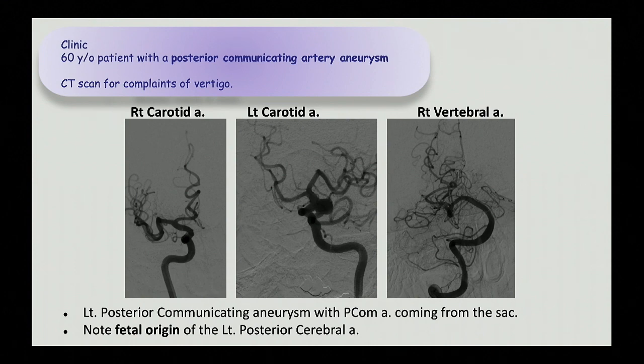So this is the right internal carotid artery. This is the left with the aneurysm, and this is the right vertebral artery. So this is the aneurysm. First thing, you may discuss, do we have to treat this aneurysm? I think it's quite a large aneurysm, so I think it was necessary to treat the patient. Then there is a very big fetal posterior communicating artery coming from the aneurysm. So how to treat this aneurysm?